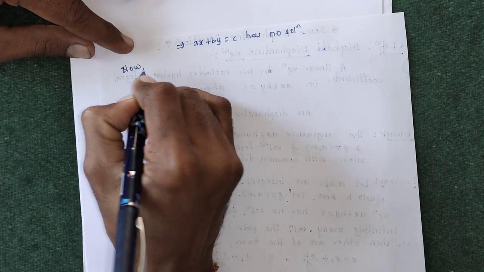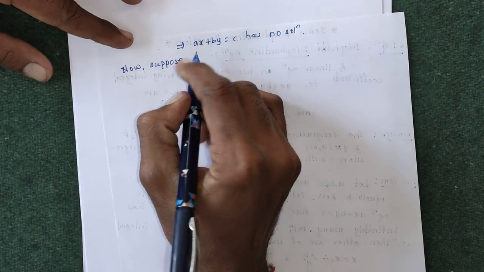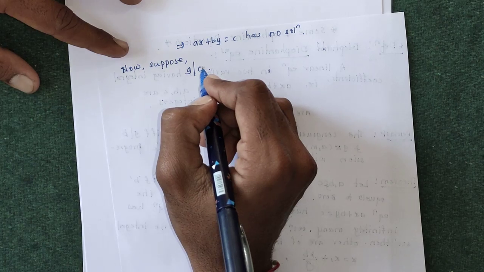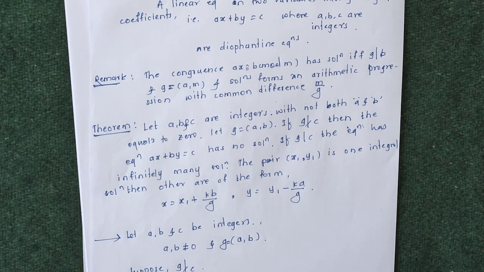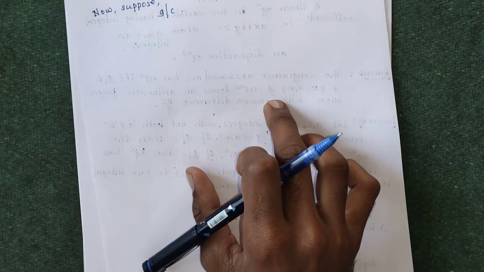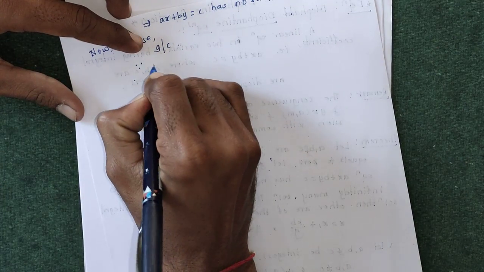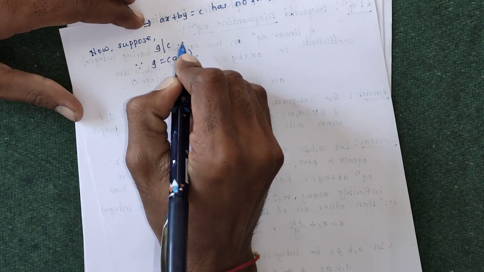Suppose G divides C. Now our theorem says that if G divides C, then this Diophantine equation has infinitely many solutions. To prove that this equation has infinitely many solutions, we are given that G is the GCD of A and B, and here our G divides C.